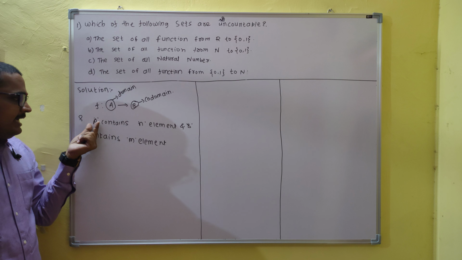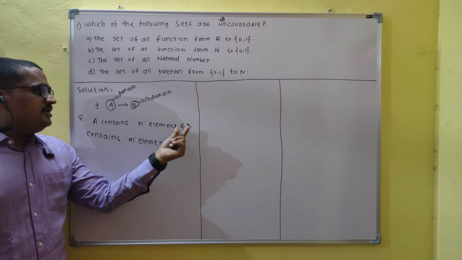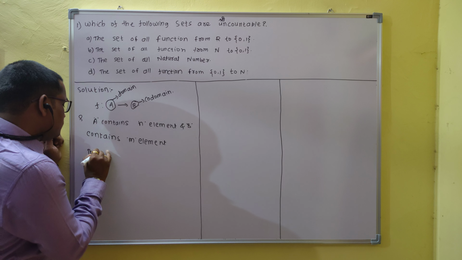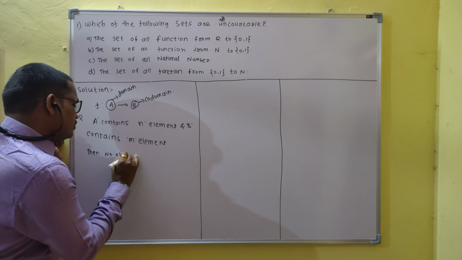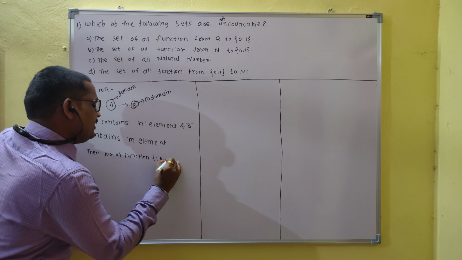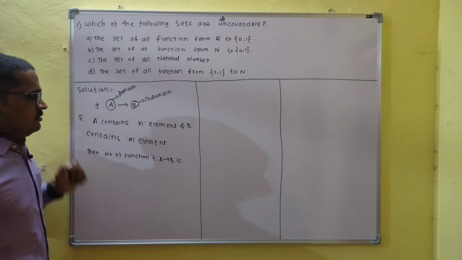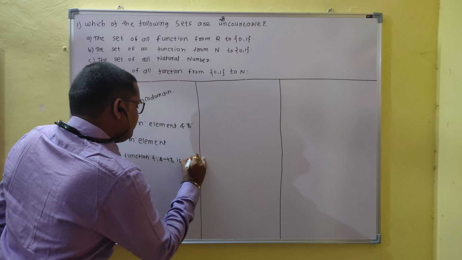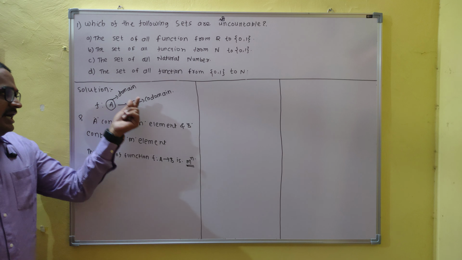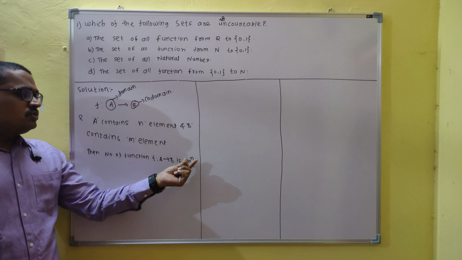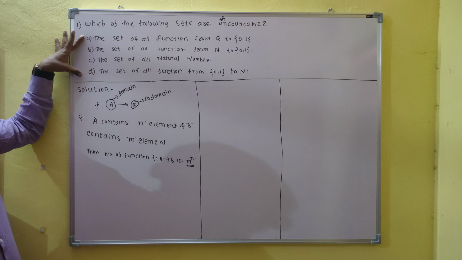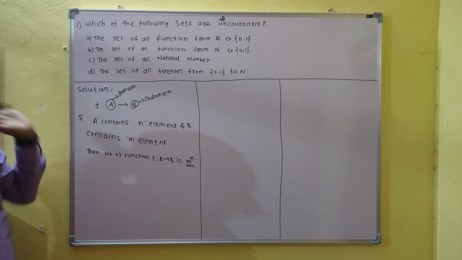A contains n elements and B contains m elements, so how many functions can we define? The number of functions f from A to B is m to the power n. This is the formula, meaning the cardinality of the codomain raised to the cardinality of the domain. This is our basic formula for solving this question.